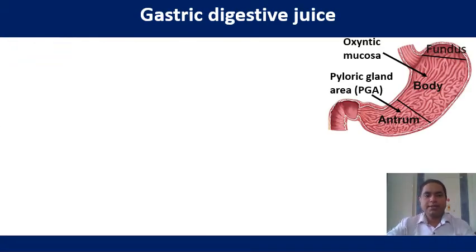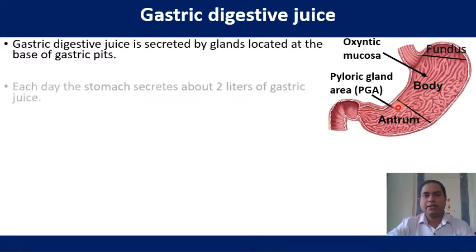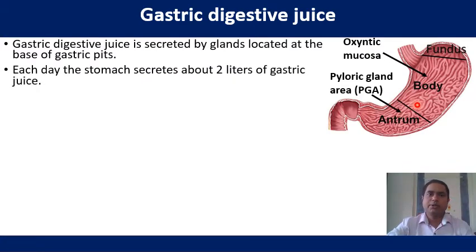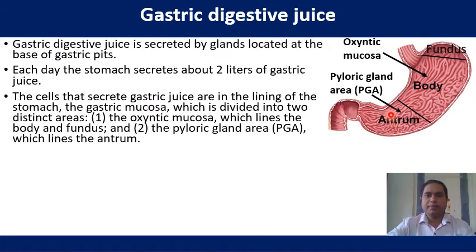So gastric digestive juice is secreted by the glands located at the base of the gastric pits, and the stomach secretes about 2 liters of gastric juice each day. The cells that secrete gastric juice are in the lining of the stomach, the gastric mucosa, which is divided into two distinct areas: the oxyntic mucosa that lines the body portion of the stomach, and the pyloric gland area, also called PGA, which lines the antrum portion of the stomach.